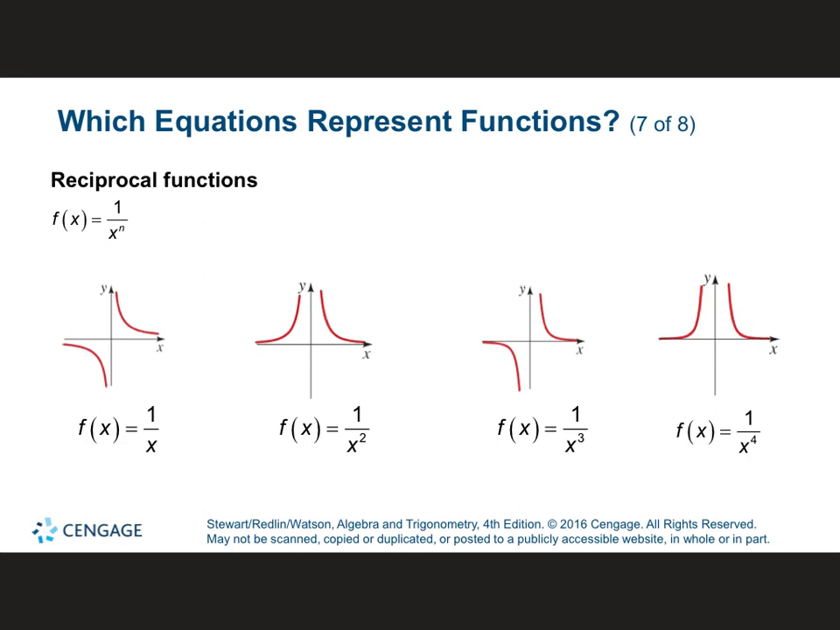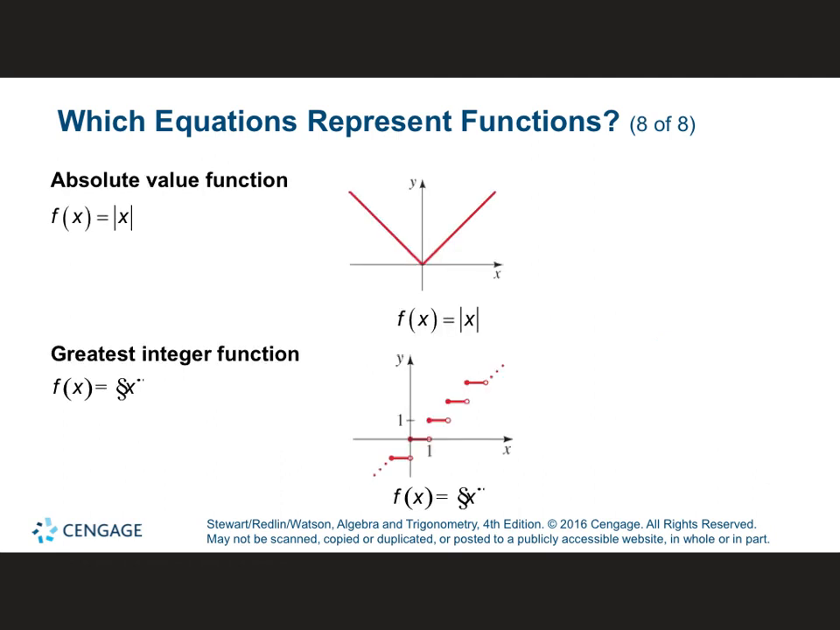Reciprocal functions, when you have 1 over x squared, 1 over x cubed, 1 over x fourth, and so on, will look like these. So if you have an odd power, you're going to have the top right hand, which is your first quadrant, and the bottom left hand, so your third quadrant lines. Any ones that are raised to an even power in the denominator will be the first and the second quadrant that you'll see those lines in.